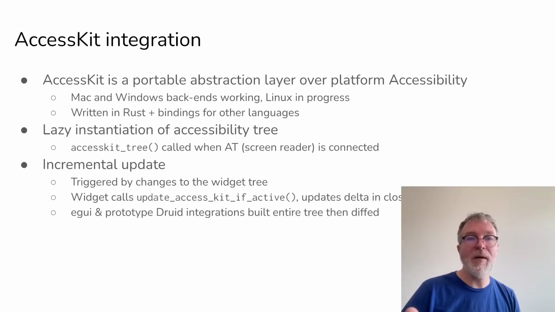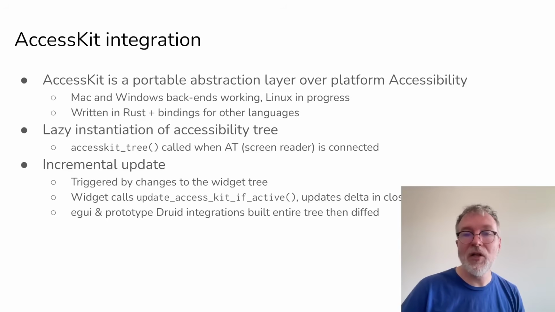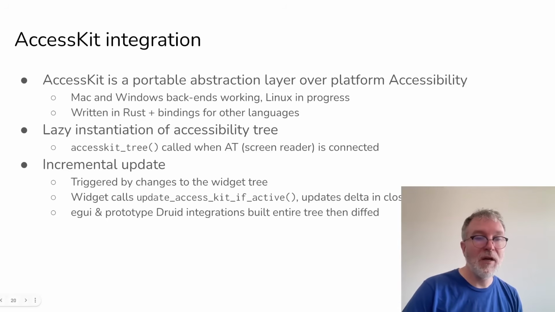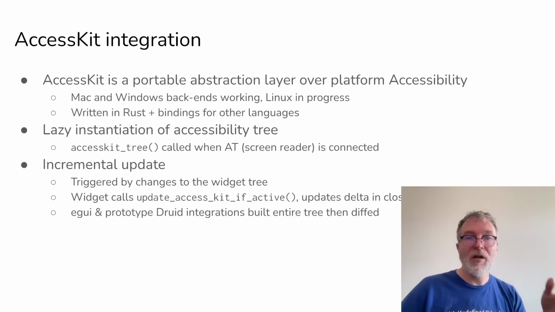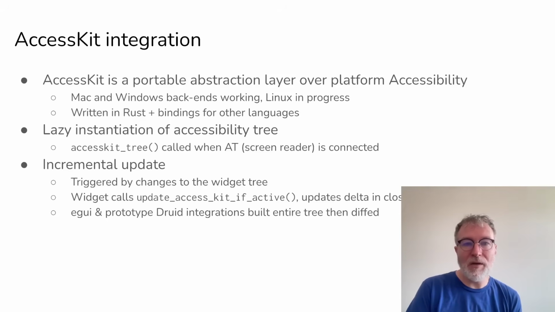Then for incremental updates, every time you do a mutation, the widget is going to call update AccessKit if active. That takes a closure, so it's not going to do anything if there's no accessibility technology connected. There's no cost. But if there is a screen reader, then it calls into the closure, and the closure applies the delta to update that tree. This is a different approach, a more performance-focused approach than the egui integration and the prototype Druid integration, which built the entire tree and then diffed it.